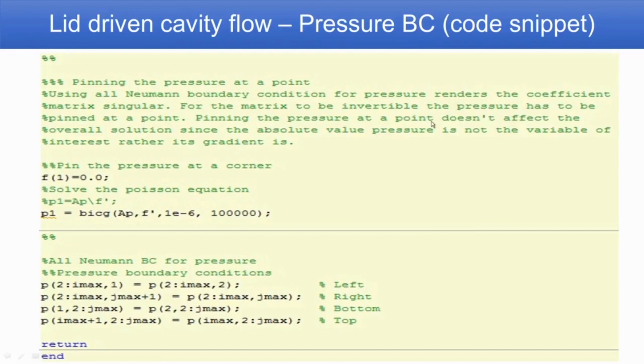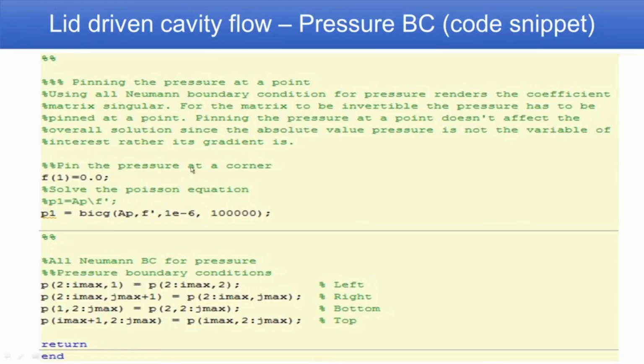Pinning the pressure at a point does not affect the overall solution, because the absolute pressure does not matter. What matters is only the pressure gradient. If you look at the u momentum equation and v momentum equation, we have only dou p by dou x and dou p by dou y. So, all that matters is the pressure gradient. Actual pressure itself is not that important, and this is used to set a procedure called pinning, and that helps to make the coefficient matrix invertible.